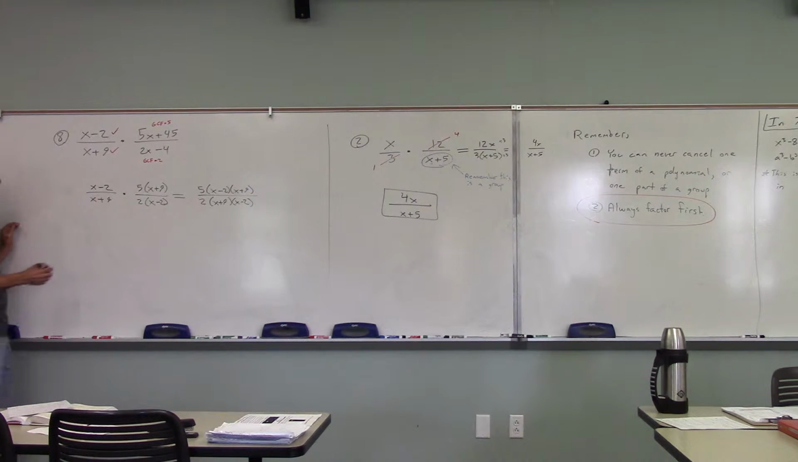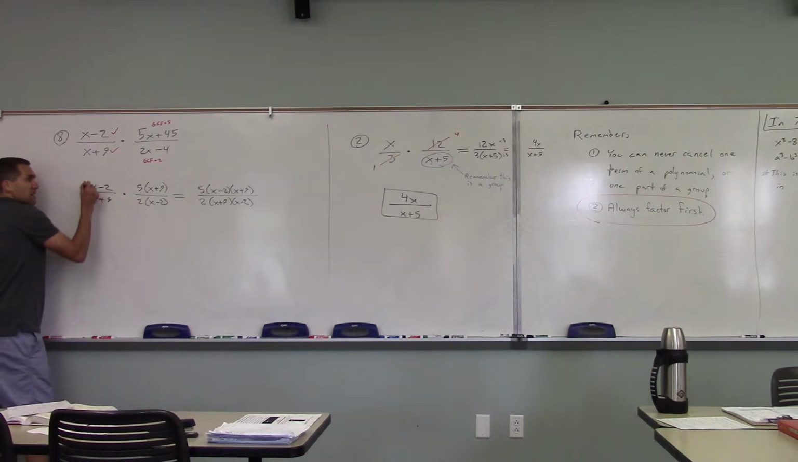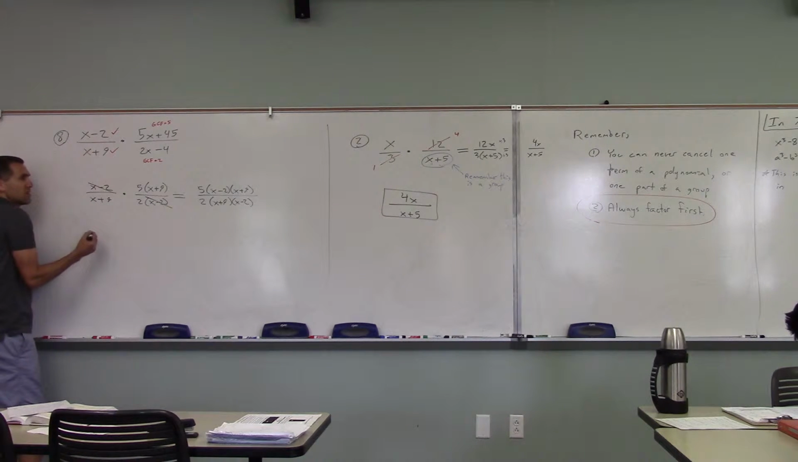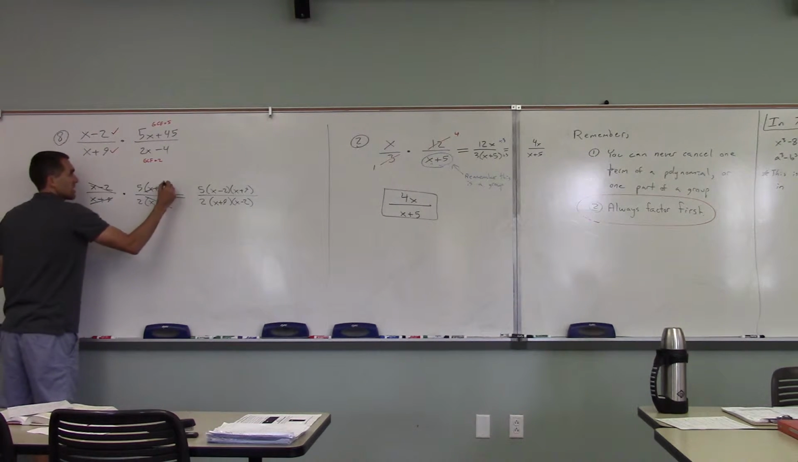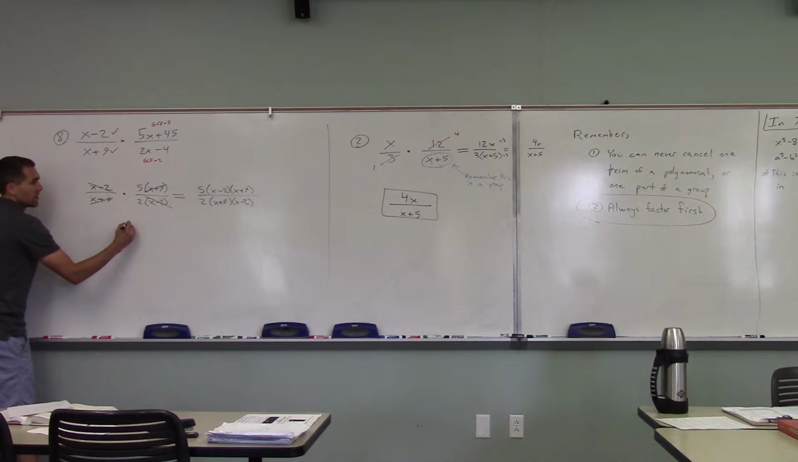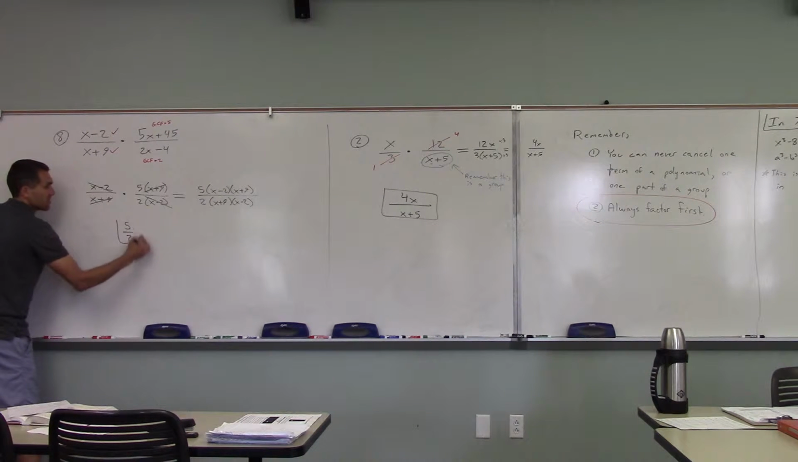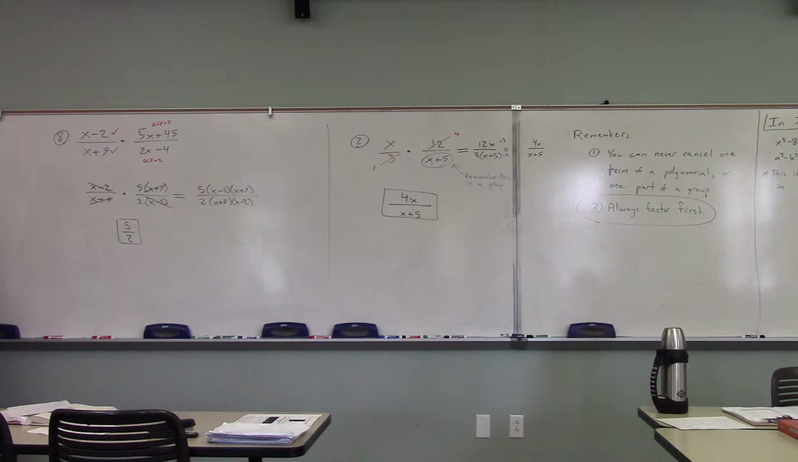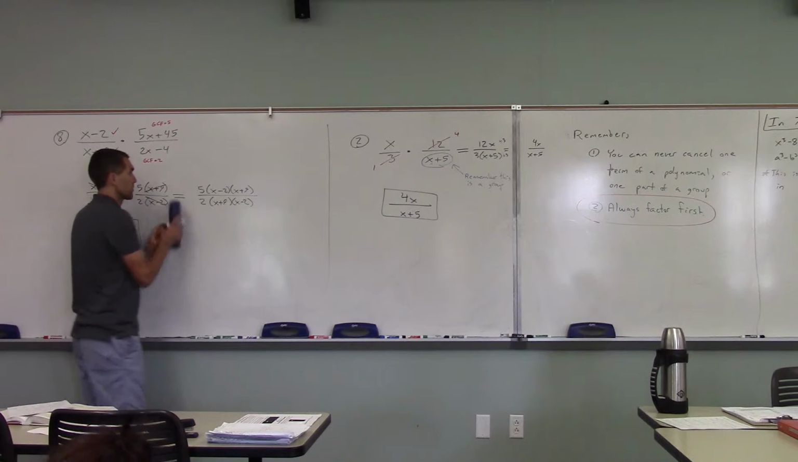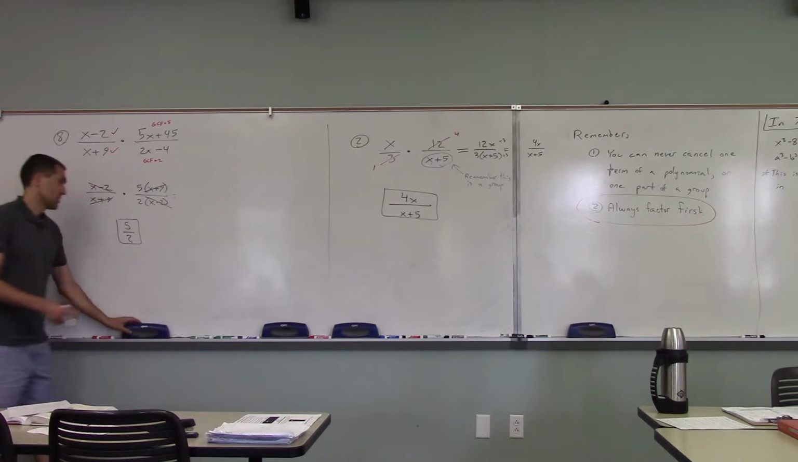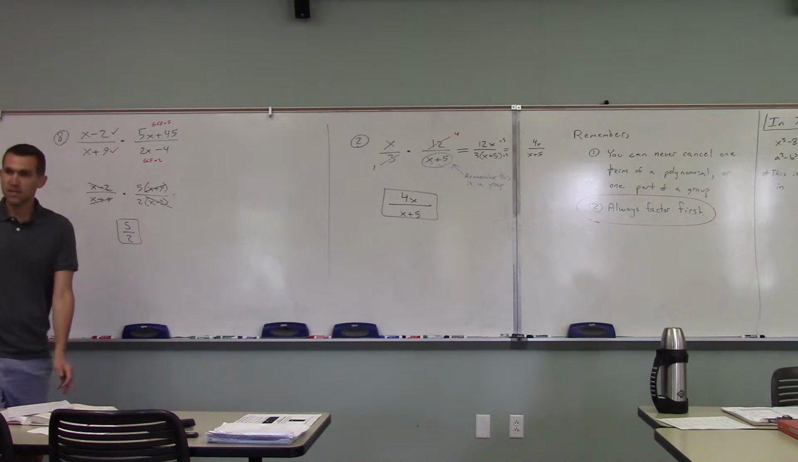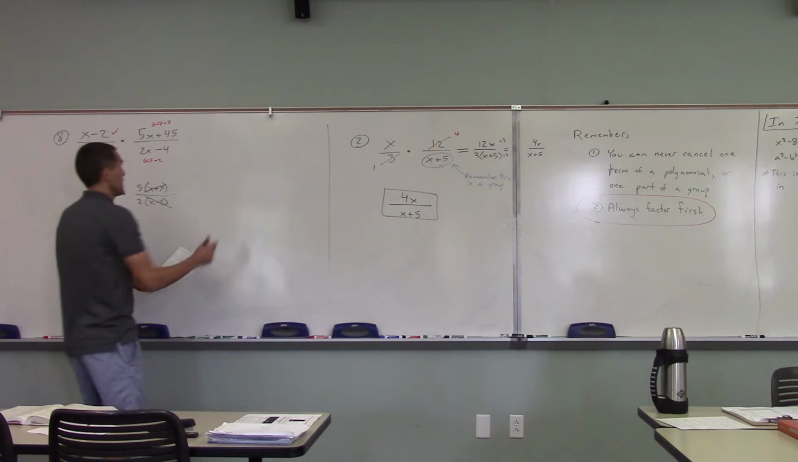Okay, so what can we cancel? x minus 2 and x minus 2. x plus 9, x plus 9. What are we left with? That's it. Alright? But you have to factor first. You cannot cancel anything before it's factored. Can we make that 2.5? Yeah, you could. I wouldn't. I don't like doing that. But you can.